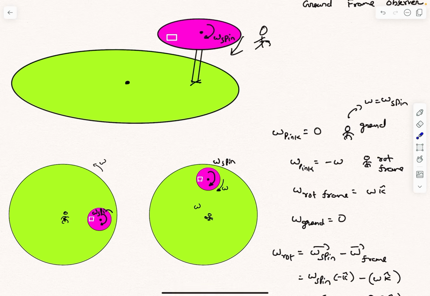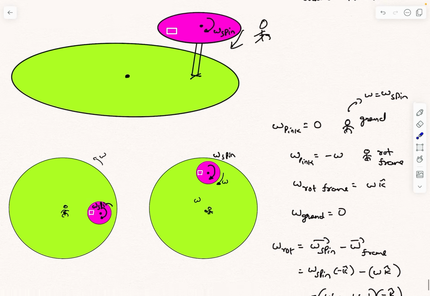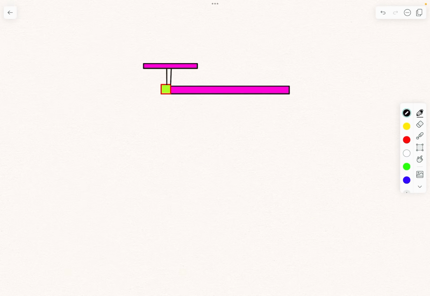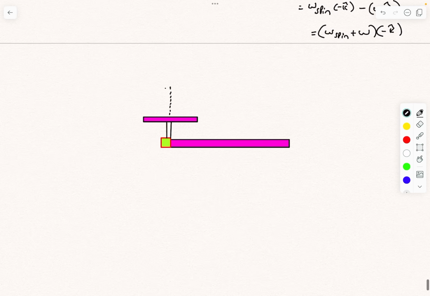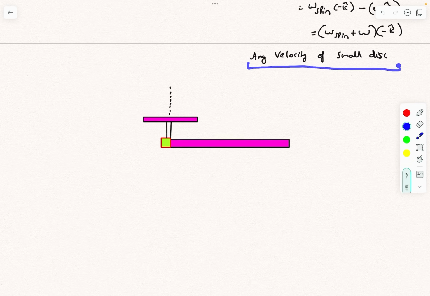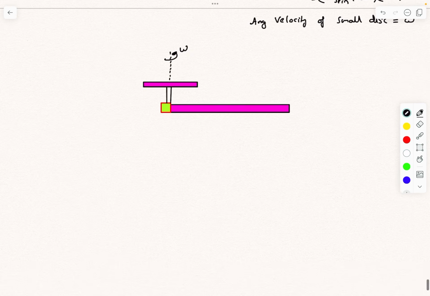So now we can apply this to the given problem, and let's see what happens. Okay, so this is the given case to us, guys. Let's assume that the omega of the disk. Now in the question, guys, they just mentioned that the angular velocity of the small disk is equal to small omega. They did not mention if it is from the ground frame or the rotating frame, even though 99% chance is that they probably meant the ground frame. So if it is the ground frame, then it's pretty simple, right? So let's assume this is omega.